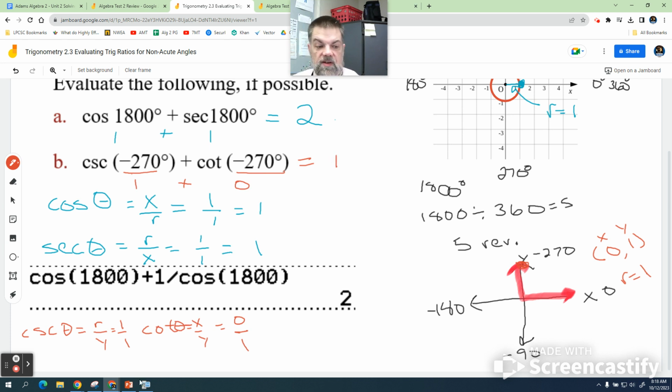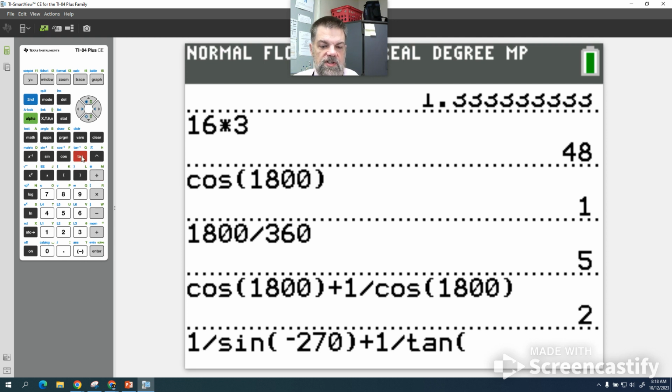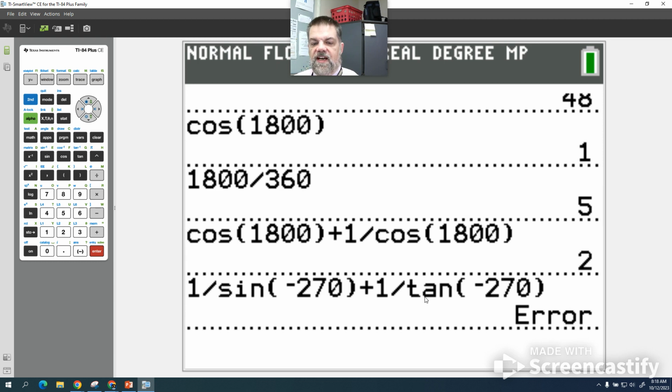Now we can still plug this in the calculator, but we don't have a cosecant or cotangent button, so we have to do the reciprocals. So cosecant would be 1 divided by sine of negative 270 degrees plus 1 divided by tangent of negative 270 degrees. And we're going to get an error because tangent is undefined. So we can't even do that on our calculator.